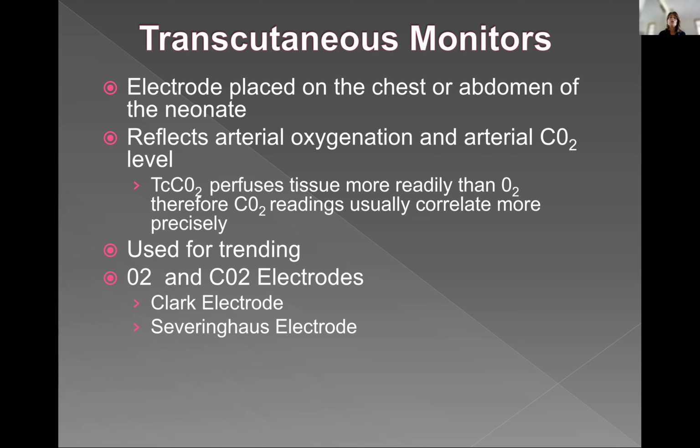So if you see a big increase in the CO2, that's a signal that maybe the baby's not ventilating very well, something's going on in the lungs. So it's good for trending, but it's not looked upon as being really accurate. Inside the electrode that you stick on the chest, it's got oxygen and carbon dioxide electrodes. The oxygen electrode is a Clark electrode, and the Severinghaus electrode is the carbon dioxide electrode.